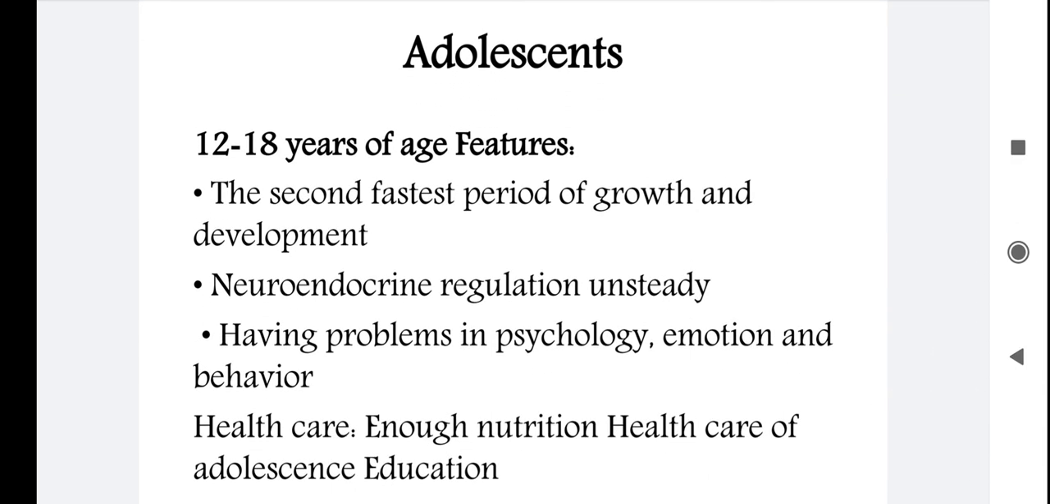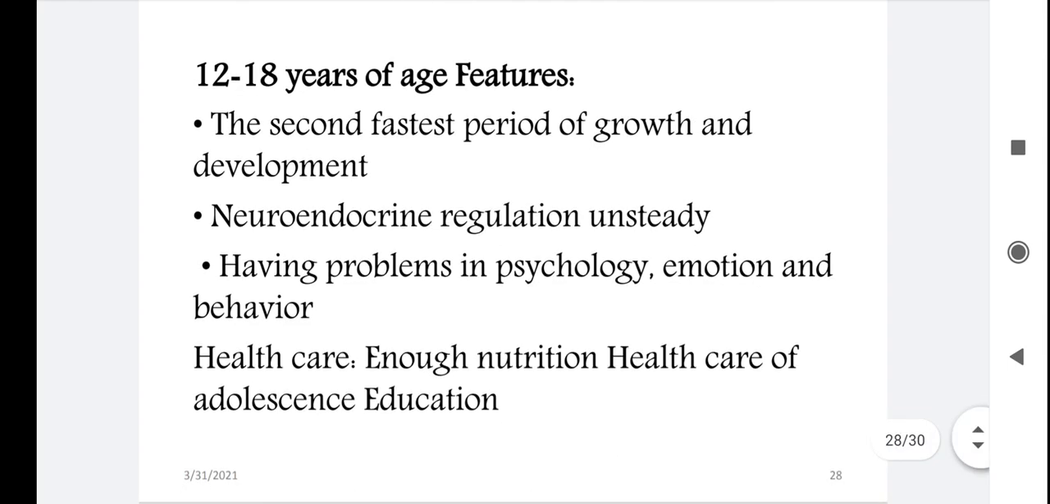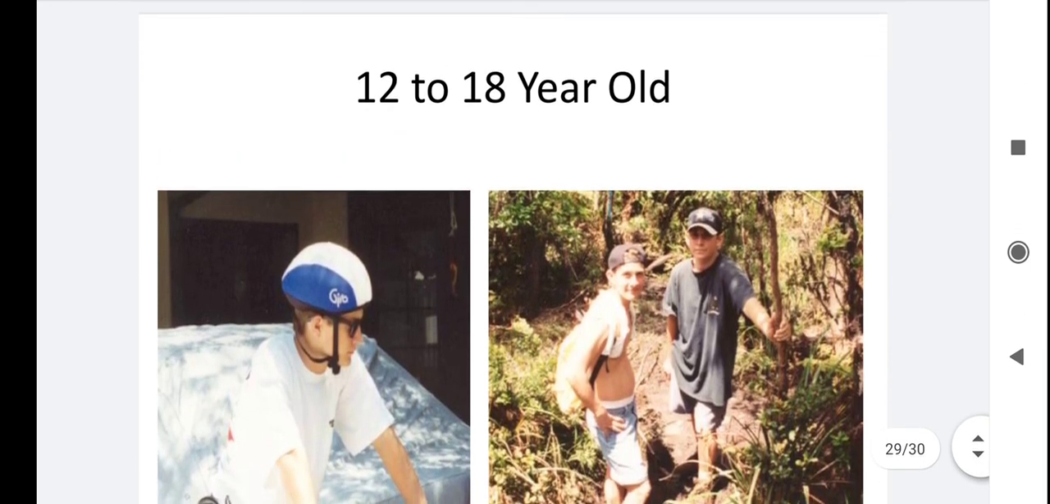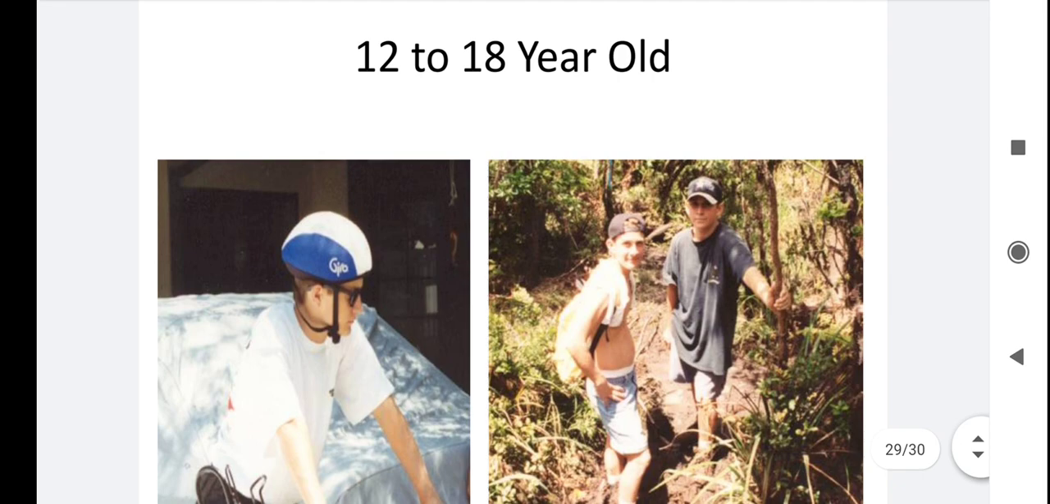The last period is adolescence. This starts from 12 to 18 years of age. The features here: the second fast period of growth and development, neuroendocrine regulation unsteady, having problems in psychology, emotion and behavior. Health care: enough nutrition, and also they need adolescence education. This is a very important period of life, and the adolescents need education about life to improve themselves. Here we can see the adolescents, the age from 12 to 18 years old.